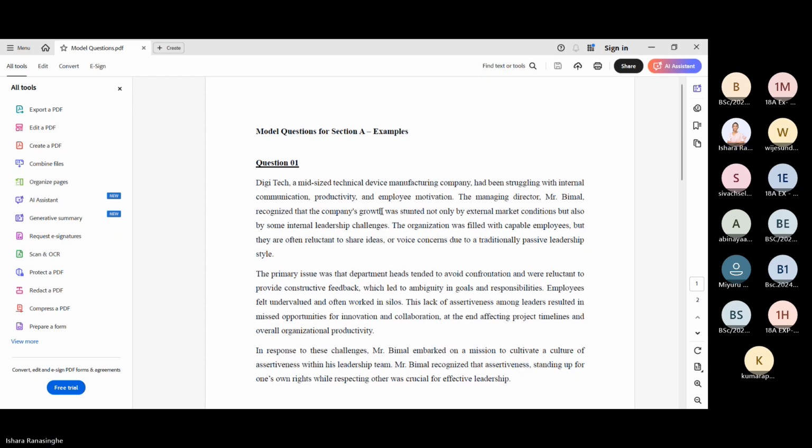Right? So, carefully read question number 1 today. In the model questions, read question number 1 and draft the answer today. You all can refer to the notes and draft the answer. No need to write a detailed answer, just draft the answer.